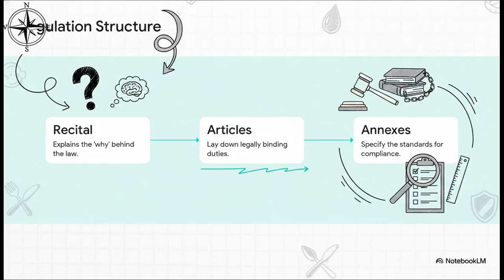And knowing your way around that rulebook is absolutely key. The regulations are actually laid out pretty logically. You've got the recital, which kind of gives you the backstory, the why behind the rule. Then you've got the articles, which lay down the big, legally binding duties. But for us, on the ground, the real gold mine, it's in the annexes. That's where you find the specific nitty-gritty standards that we measure everything against.